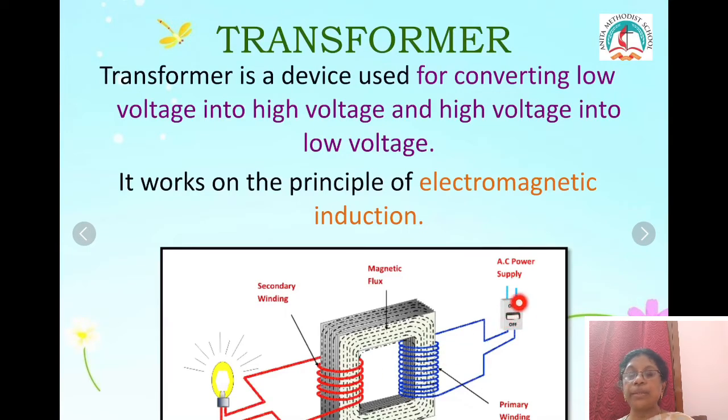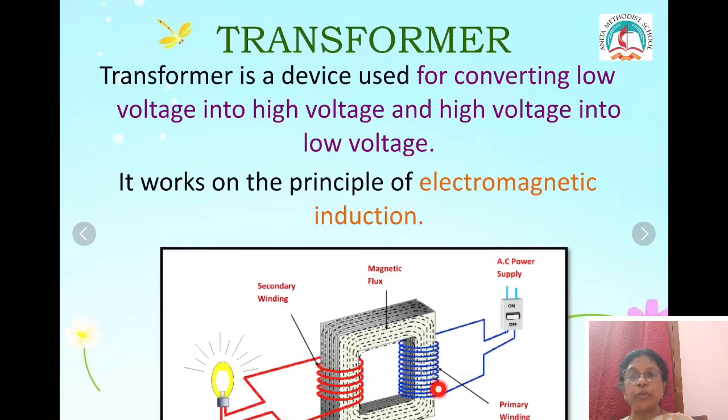Now when the primary coil is connected to an AC power supply, current flows through the coil. When current flows through the coil, we already know there is a magnetic field produced around this coil. The change in that magnetic field induces current in the next coil. Actually, the secondary coil is not connected to any power supply. Do you see? Only the primary coil is connected to a power supply.